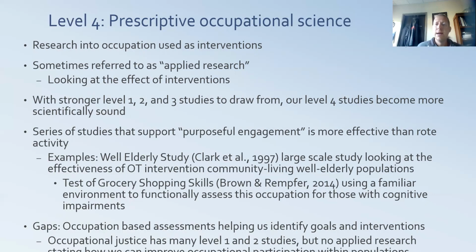Okay, I'm not sure. Level 4 studies, then, if we have level 1, level 2, level 3 studies, then our level 4 studies become more scientifically sound and more scientifically grounded, okay? Because if I'm looking at the occupation of bathing for somebody who's had a stroke, okay, and doing it this way is proven to be most effective, now I'm going to be doing something like applied research, where I'm going to say, okay, now I have all these people who've had a stroke.